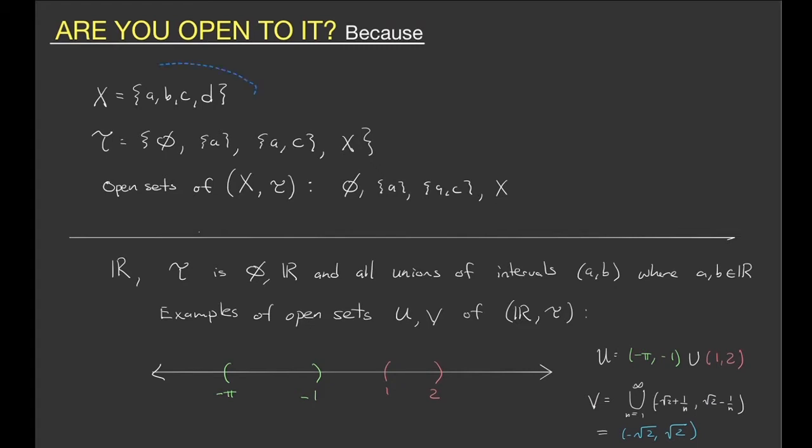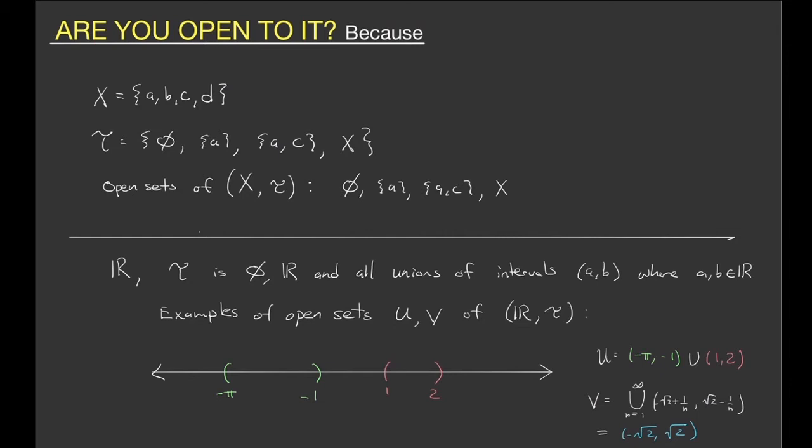Say we have a set here, X, with elements A, B, C, D. Say we define a topology on X, which is made up of these four sets: the empty set, the set containing A, the set containing A and C, and X. You can check the properties of a topology and you'll find that all those properties are satisfied by this collection. The open sets of the topological space X, together with the topology defined on it, tau, are exactly the four sets in this collection. So we just relist those elements.